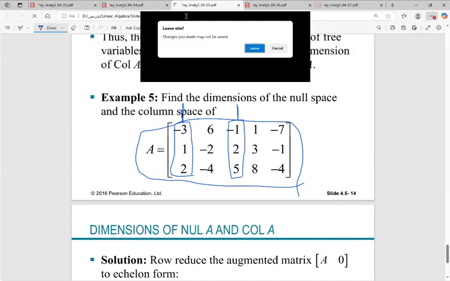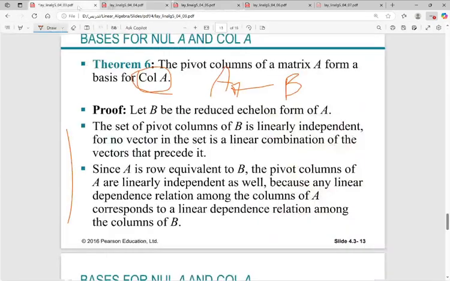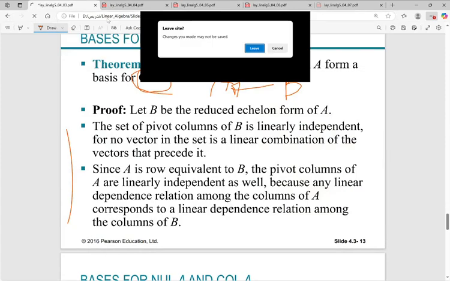So, is it clear to you how to find a basis for the column space?